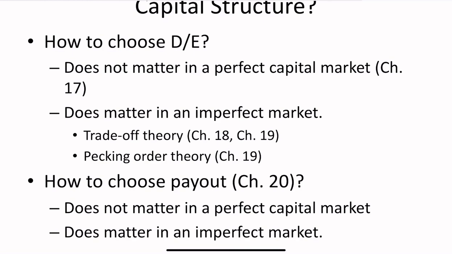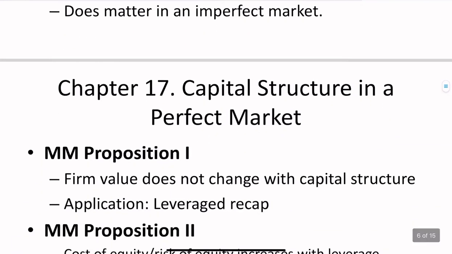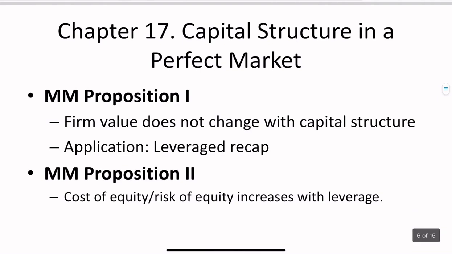And then it will matter if we have an imperfect market with taxes. Okay, now let's see exactly what we have discussed in these chapters. So first, for chapter 17, it's really this foundational basic chapter because chapter 17 assumes perfect capital market.